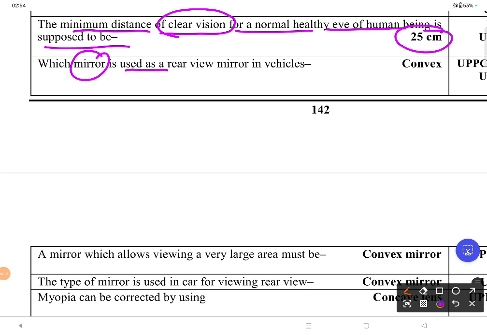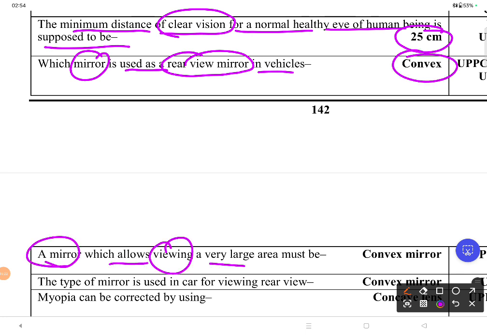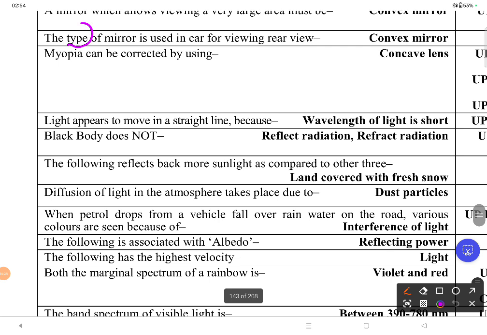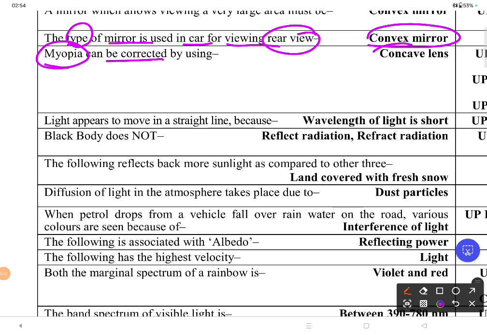Which mirror is used as a rear view mirror in vehicles? Convex. A mirror which allows viewing a very large area must be a convex mirror. The type of mirror used in a car for rear view is a convex mirror. Myopia can be corrected by using a concave lens. Light appears to move in a straight line because the wavelength of light is short.